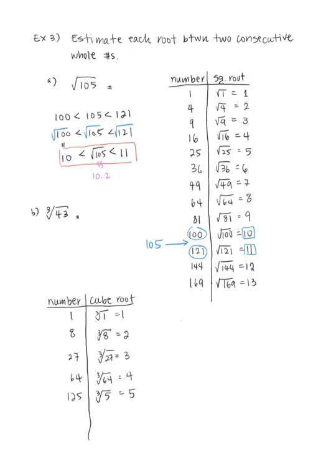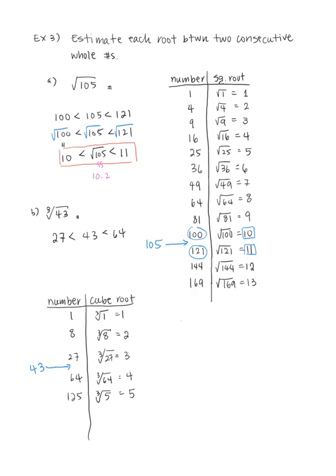Alright, so we're going to do the same thing. So let's first jot down where the 43 is going to be. 43 better be between 27 and 64. And 27 and 64 are perfect cube numbers. So let me do the same thing. What I'm going to do is 27 less than 43 less than 64.